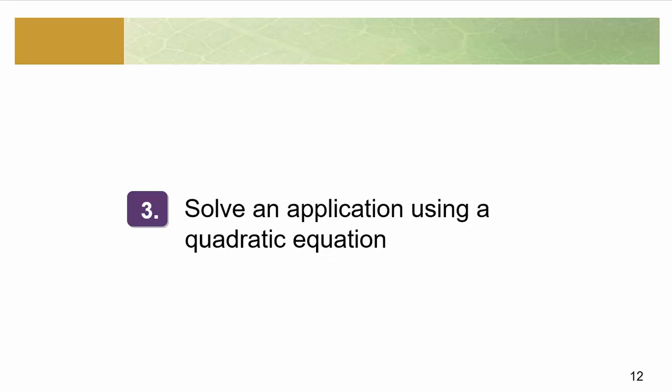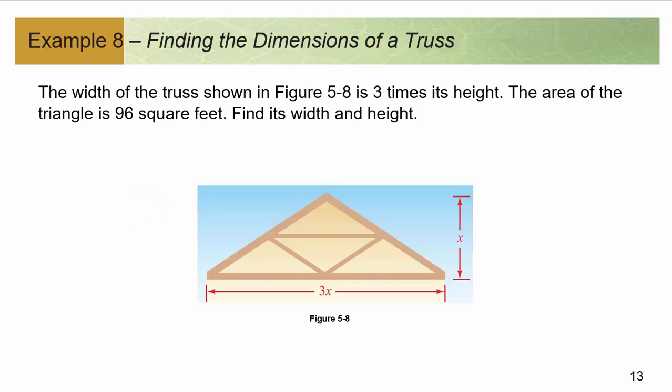All right, our last one is to look at an application that is quadratic, and these come up a lot. So here's a typical thing where they tell us the width of a truss is 3 times its height. The area of the triangle is 96 square feet, and they want us to find the width and the height.